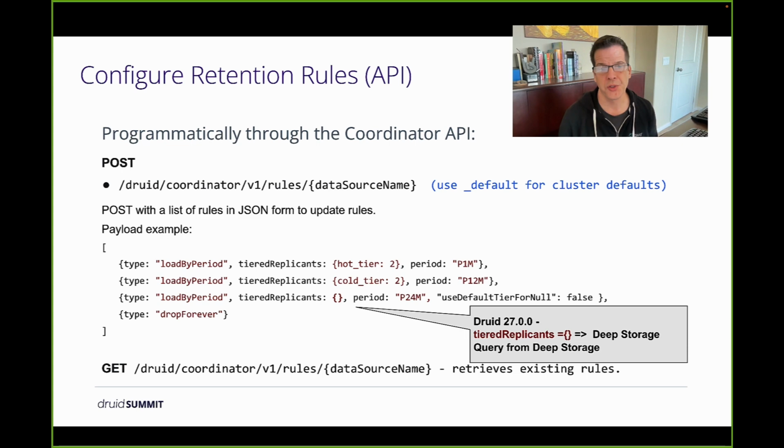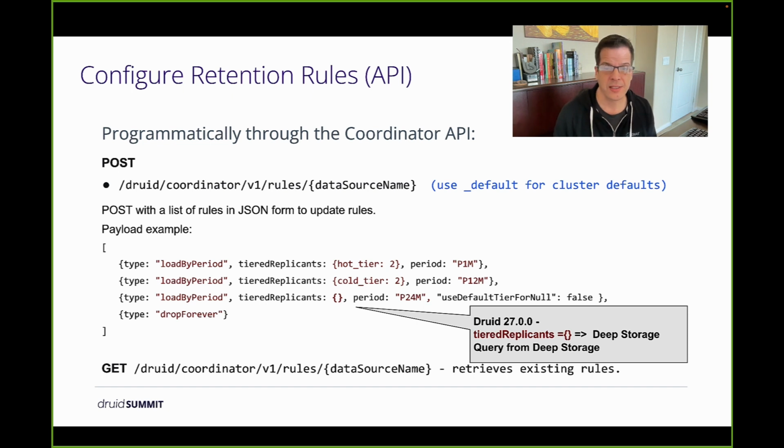You can also set the rules through an API. There's a POST request to the Druid Coordinator v1 rules endpoint with a data source name, or if you use underscore default, you're changing the default for the cluster. And the payload is the set of rules, where each JSON object in this array is one of the rules, and they are shown in order, right? So this one's saying load by period to the hot tier, 2 copies for the period of 1 month. The second rule is load by period for 12 months into the cold tier with 2 copies. And then this one's new. In Druid 27, we introduced query from deep storage.